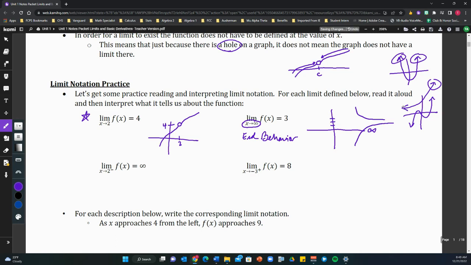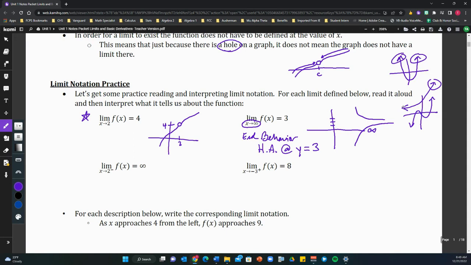But what we do know for sure is that this function has a horizontal asymptote at the line of y equals 3. So as x approaches positive or negative infinity, if our limit exists and it's a finite value like that, that's actually telling us that there is a horizontal asymptote on that graph.